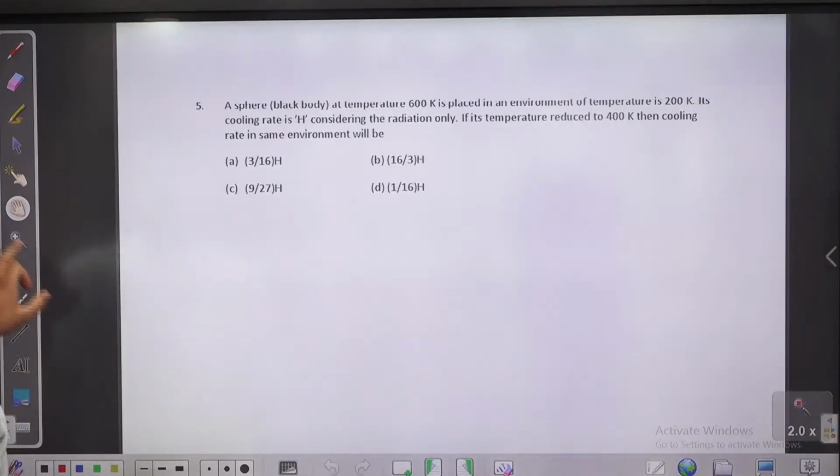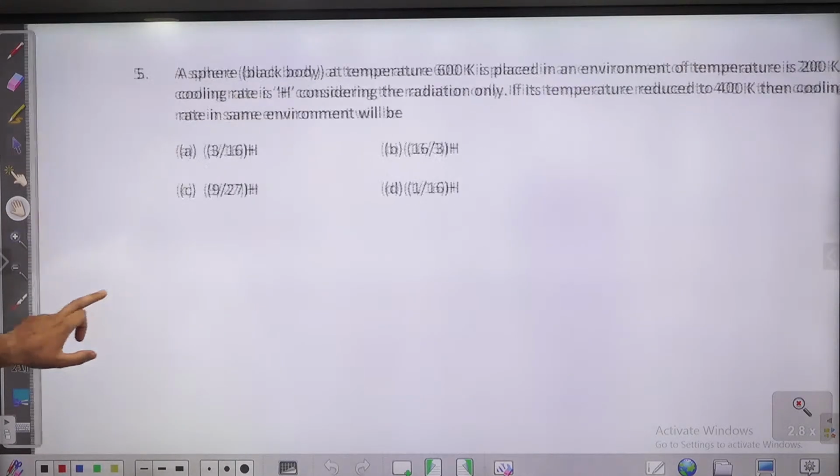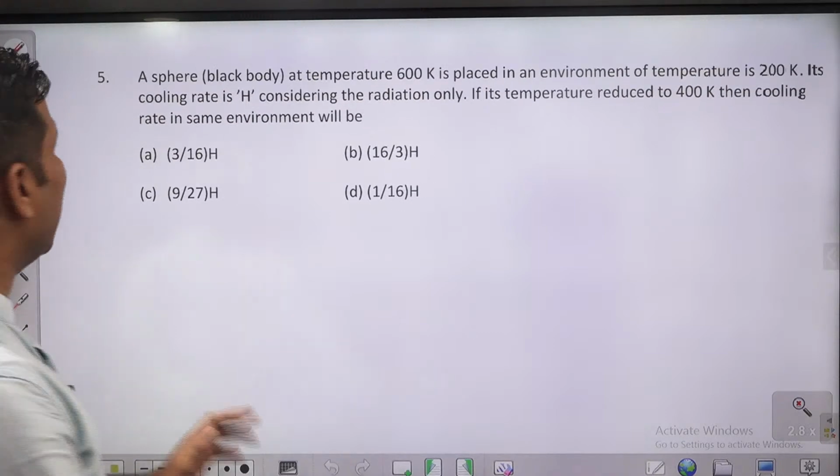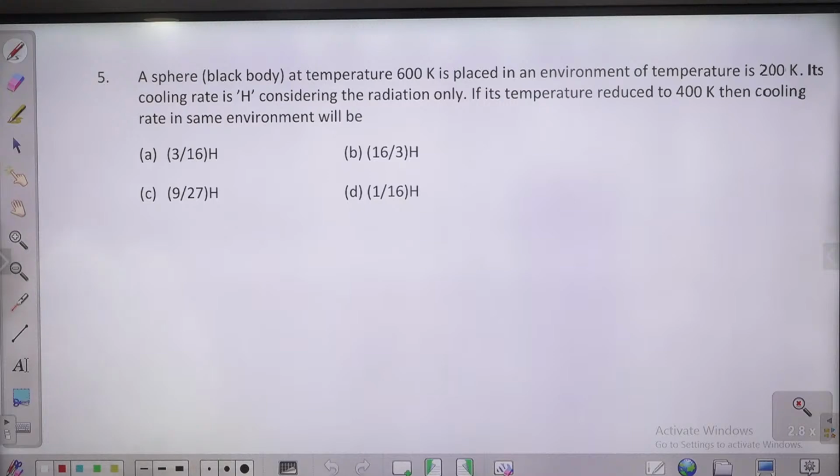This is slightly different. Okay, so some questions are very much direct, and some are different. So don't feel that, yes sir, some are difficult questions, but these are very direct. Okay, so please try this question.